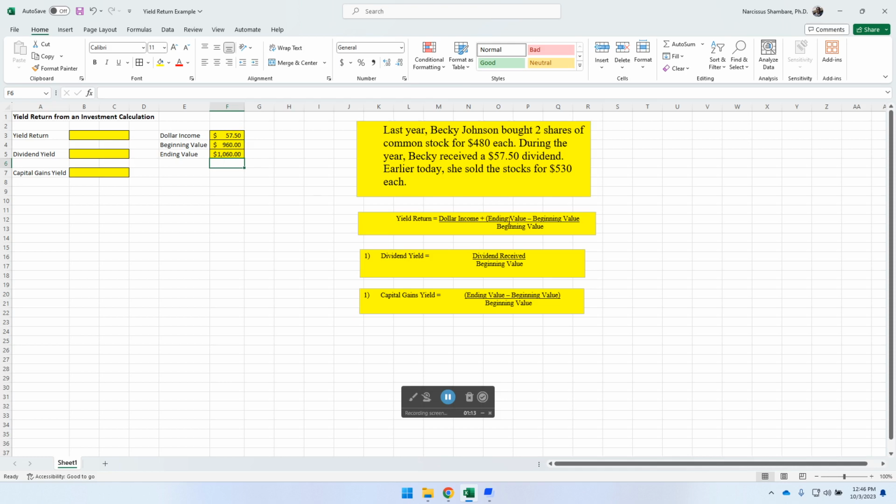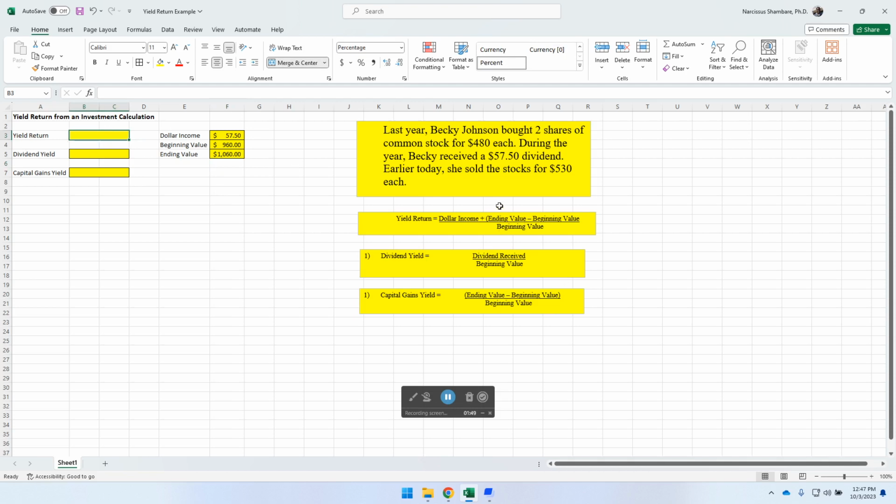Right, so here we have important information that we need: dollar income, beginning value, and the ending value, which is pretty much a nice build up to the formula that we're going to use here, the yield return. As you can observe here, we are not only going to calculate the overall yield return, we are also going to break it down into dividend yield and the capital gains yield. It's very important for organizations or individuals to know the differences between the two, because those yields are taxed differently, right?